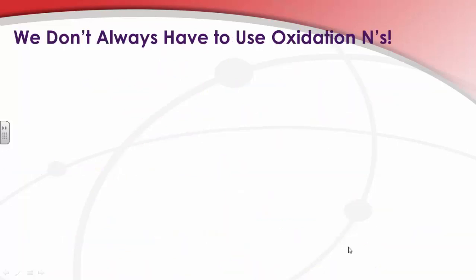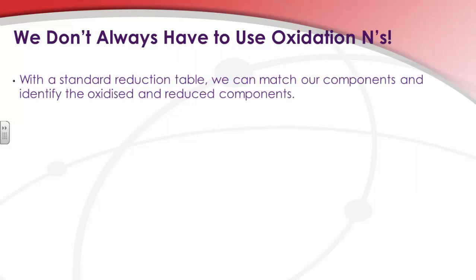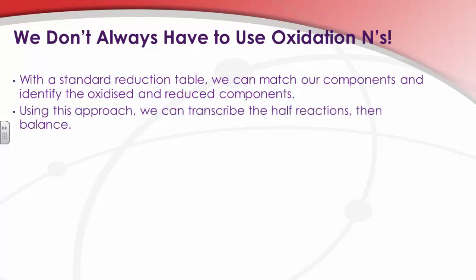One thing we should acknowledge here is that often half reaction method is much easier, in fact, than the oxidation number method. Why? Because we don't always have to use those oxidation numbers in order to get our half reactions. If we have our standard reduction table like we discussed yesterday, we can match the components in the reaction if they're given in our table and identify oxidized and reduced components in that way. And that can save us a little bit of time. So then all we do is transcribe the half reactions in balance.